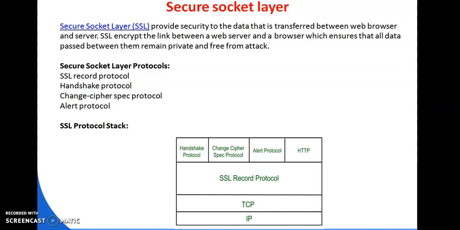So this is all about SSL, Secure Socket Layer, and the protocols that are used in SSL. This is the protocol stack: handshake protocol, change cipher spec, alert, HTTP, SSL record protocol, TCP/IP, everything is there. So this is about the Secure Socket Layer.